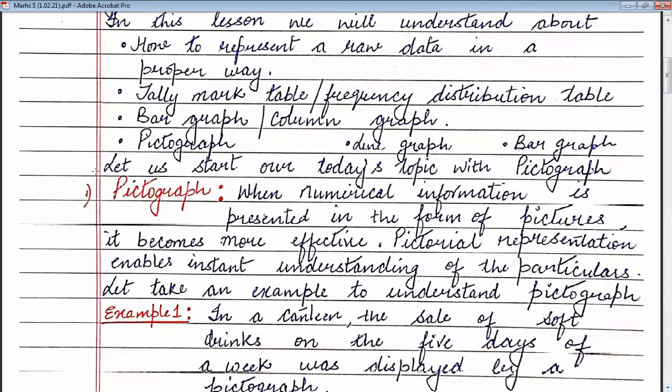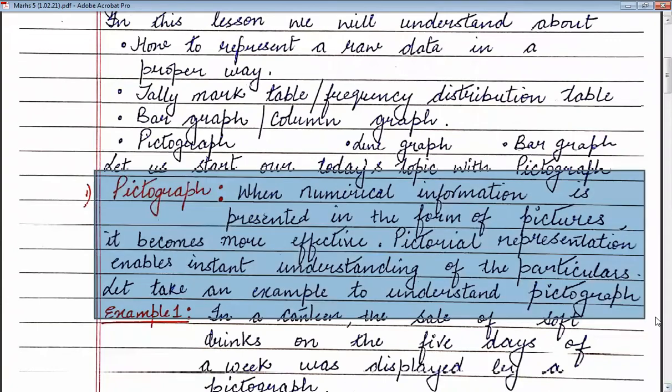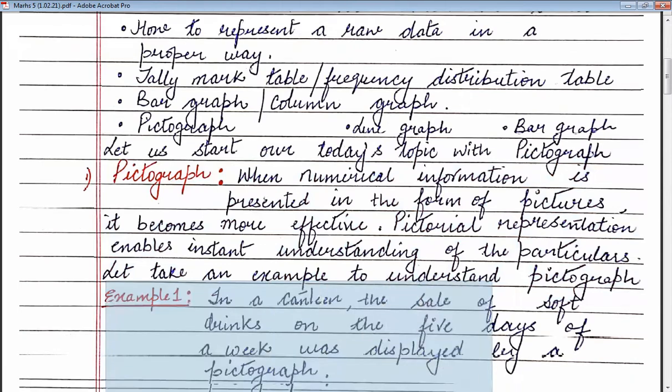Now children, whenever your raw data is given in the form of pictures, when in a table the data is represented in a picture form, then that table is known as pictograph. Because when the numerical information is presented in the form of pictures, it becomes more effective to tell. Our understanding becomes easier when we have pictures in front of us. So let's see this pictograph with the help of an example.